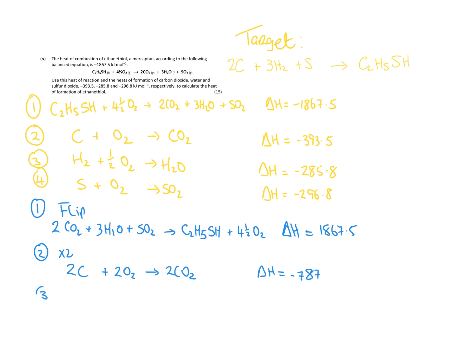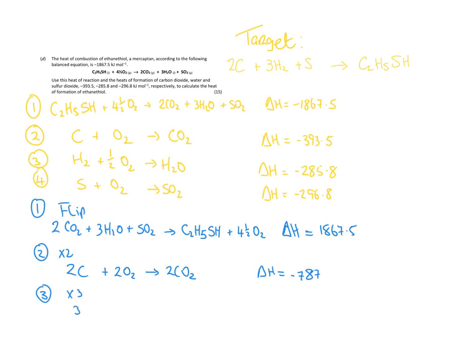If we take a look at equation 3 then, what is of interest to me in equation 3 is my number of hydrogens. And I can see the hydrogens are on the correct side in equation 3 as they are in the target. But I need 3 of them, so I must multiply my third equation that I have made by 3.